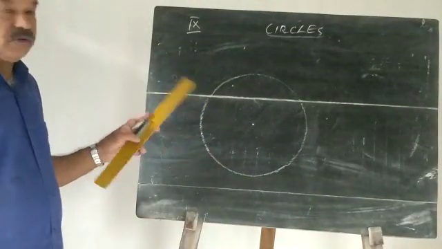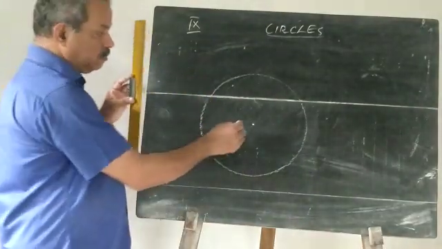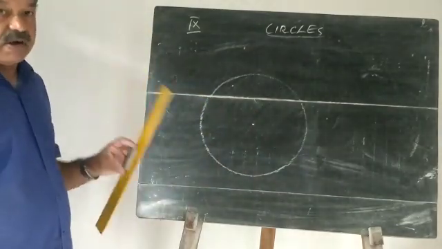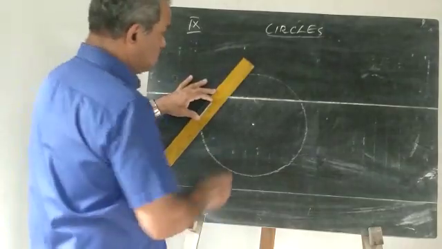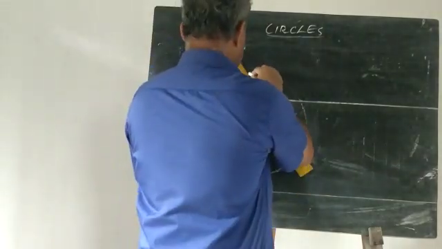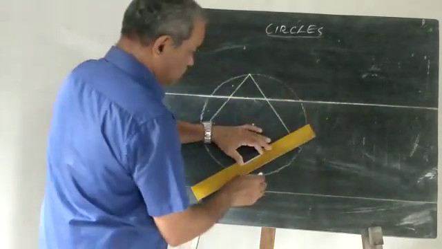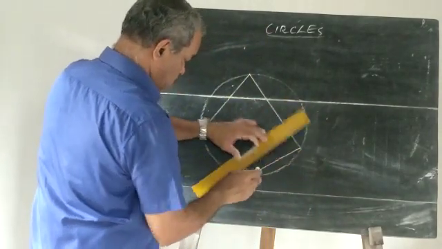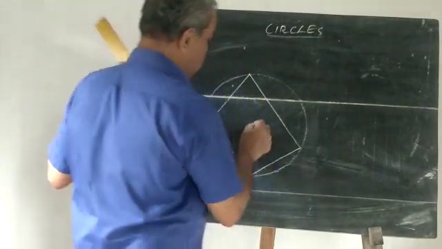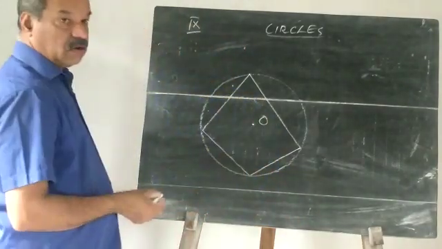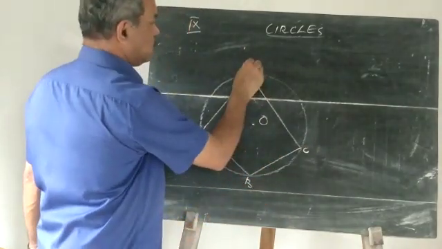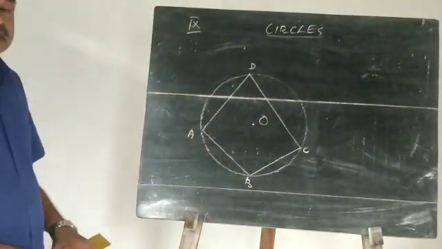We are going to learn a new concept: the relation between a circle and a quadrilateral. A quadrilateral ABCD is given, and a circle with the center O. Consider the quadrilateral ABCD. Where does it lie?